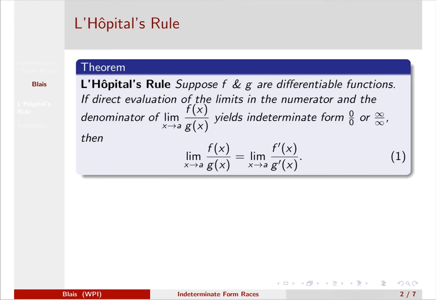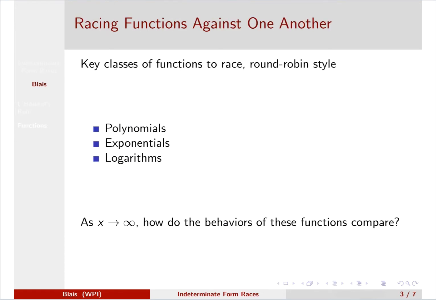Recall L'Hopital's rule. If you have differentiable functions f and g, and you're looking at the limit as x goes to a of f of x over g of x, and direct evaluation of this expression yields an indeterminate form of 0 over 0 or infinity over infinity, we can use L'Hopital's rule, with the limit of the quotient being equal to the limit of the quotient of the derivatives. We're going to use this now in the context of racing functions against one another.